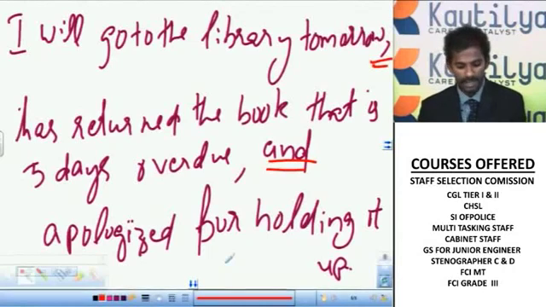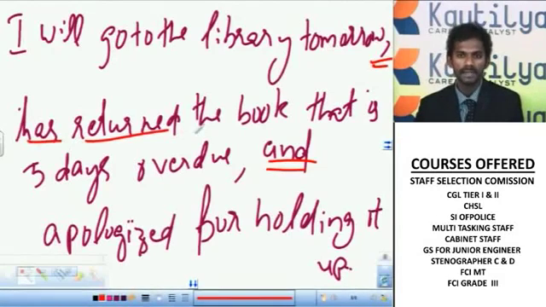Come to the second idea. Has returned. Has comes in which tense? Has comes in the present tense. So second idea is in the present tense. Present perfect. Has plus V3. We discussed the structures in detail. Subject plus has plus V3 is present perfect, right? So has comes in the present tense anyways. So second idea is in the present tense.